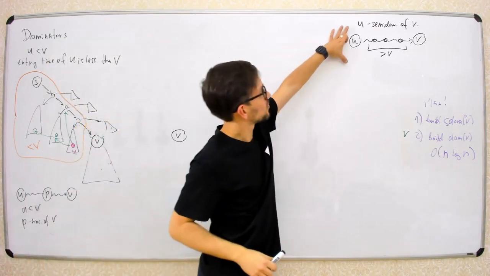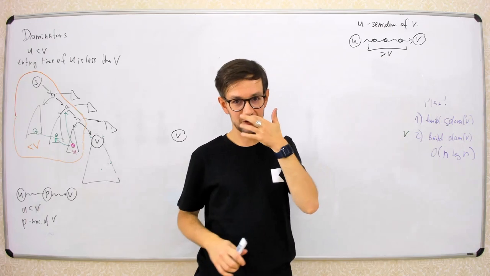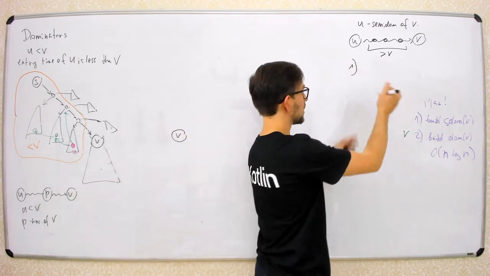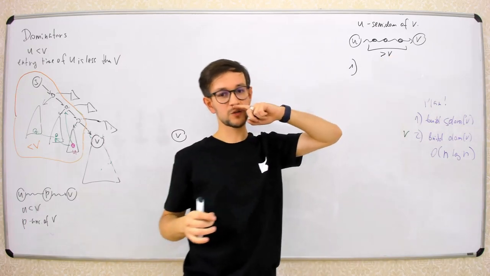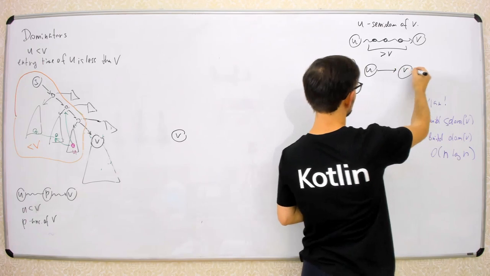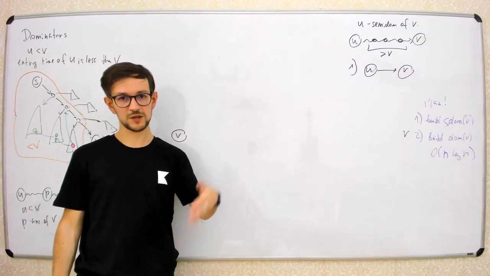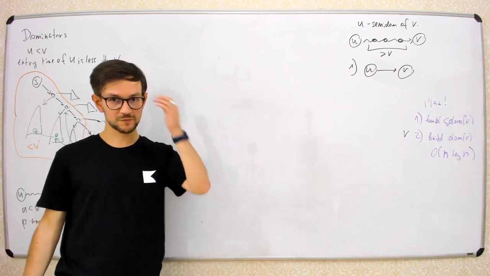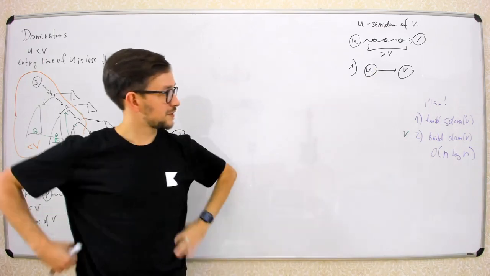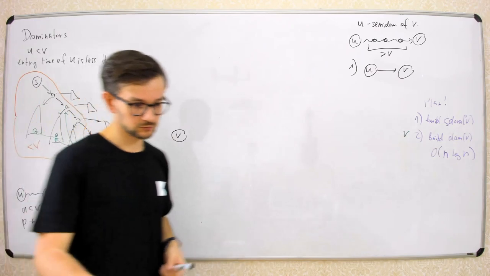So I have some path from U to V, and all the nodes in the middle are greater than V. Let's have two cases. First case: there are no nodes in the middle. So I have U and then V. If I have an edge from U to V, then U is a semi-dominator of V, just by definition. So how do we find all the nodes like this? Well, it's simple. Let's look at all ingoing edges to node V.